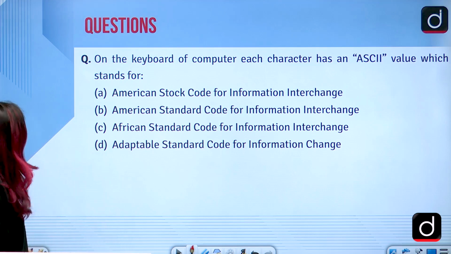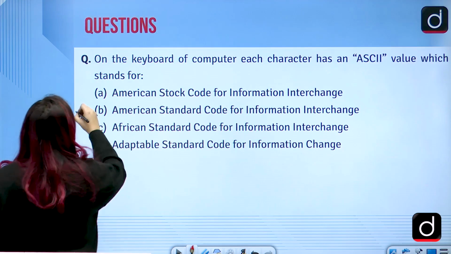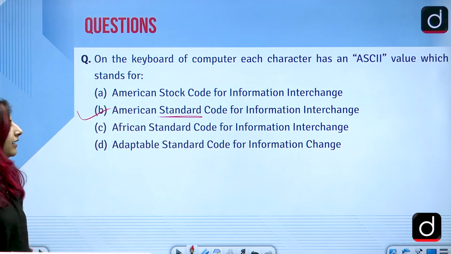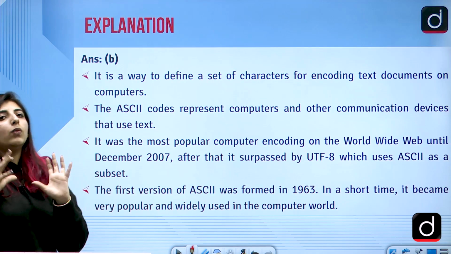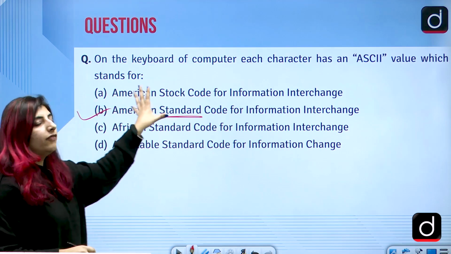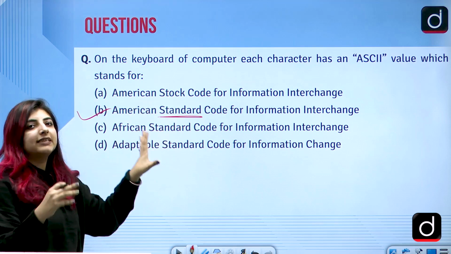The answer to this question is option B, American Standard Code for Information Interchange, correct? What is it basically? First of all, let's just read it in the question only, that on a keyboard of a computer, each character has an ASCII code.